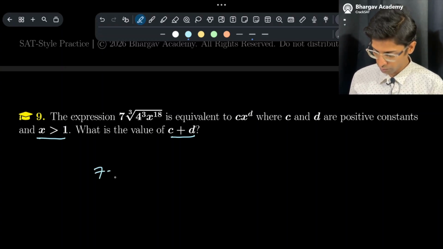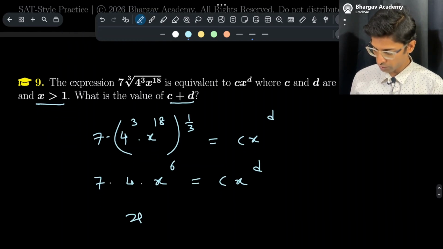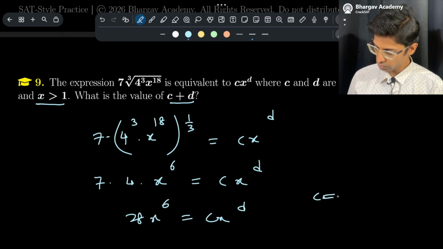So 4 cube x to the power of 18, whole to the power of 1 by 3, should be equal to cx power d. 7 into 4 into x power 6 equal to cx power d. 28 x power 6 equal to cx power d. So c plus d is, c is 28, d is 6. So c plus d is 34. That's the answer. Let's go to the next one.